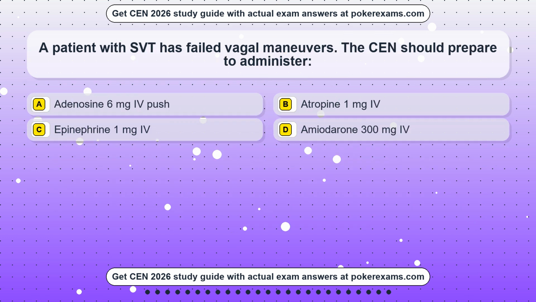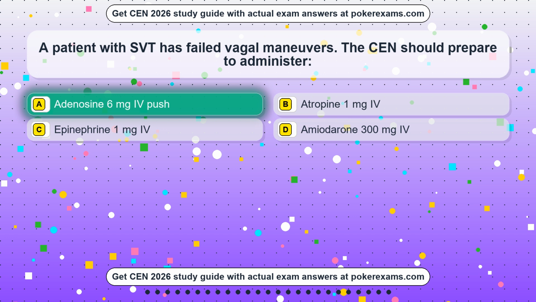Question 21. A patient with SVT has failed vagal maneuvers. The CEN should prepare to administer. Option A. Adenosine 6 mg IV push. Option B. Atropine 1 mg IV. Option C. Epinephrine 1 mg IV. Option D. Amiodarone 300 mg IV. The correct answer is option A. Adenosine 6 mg IV push.